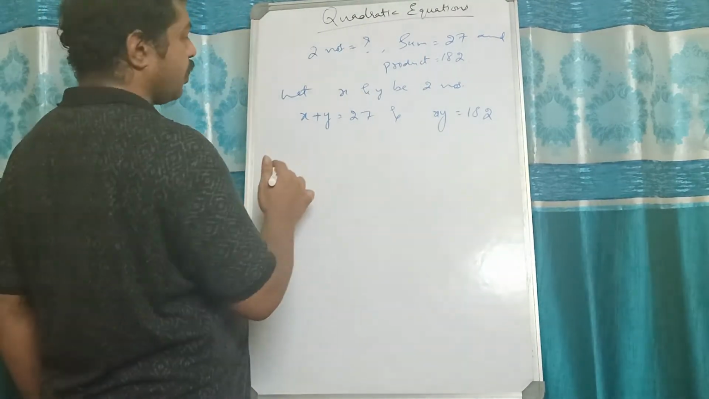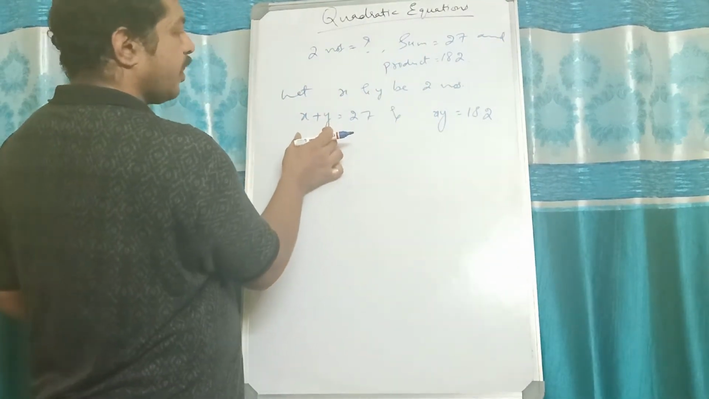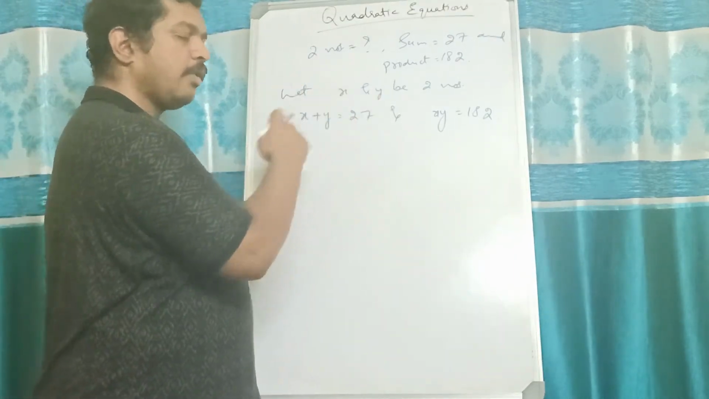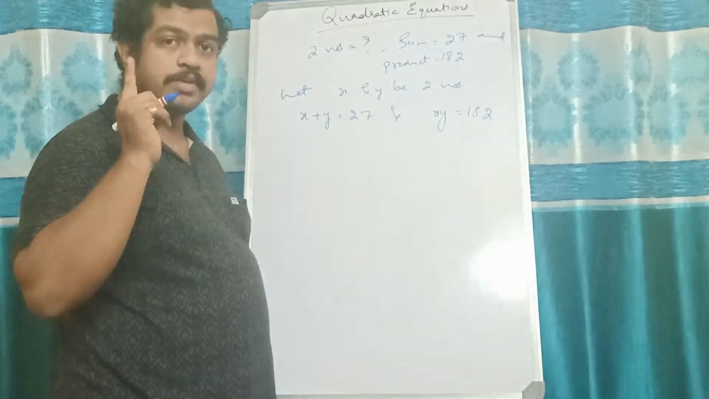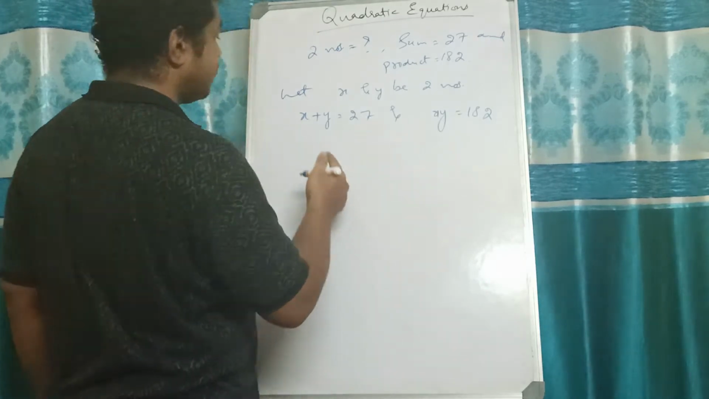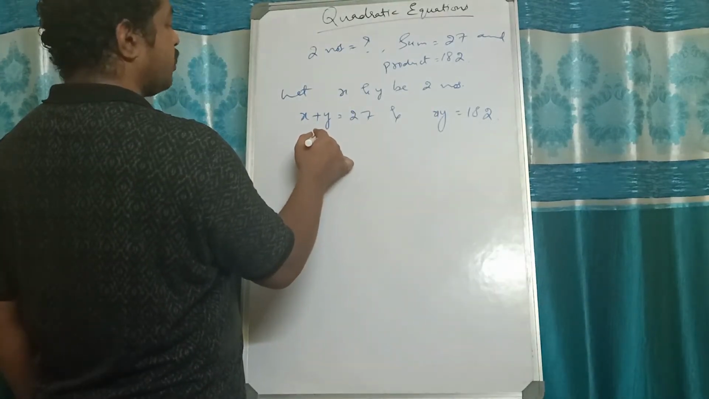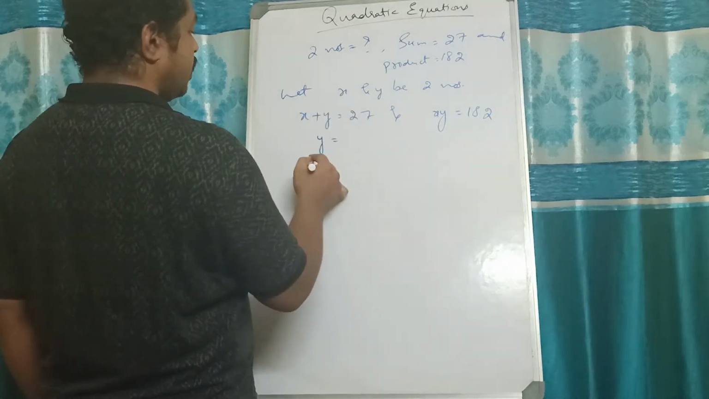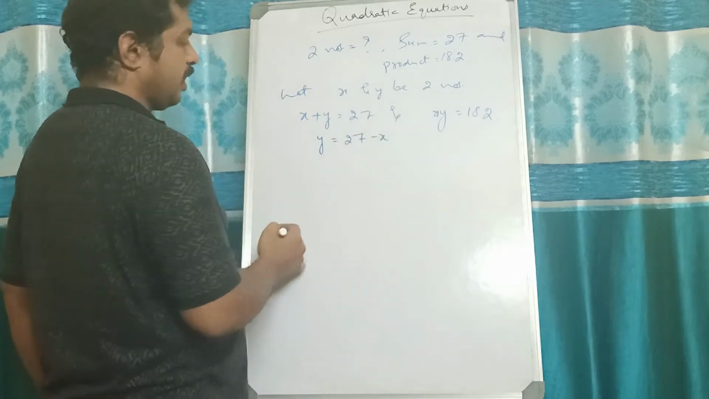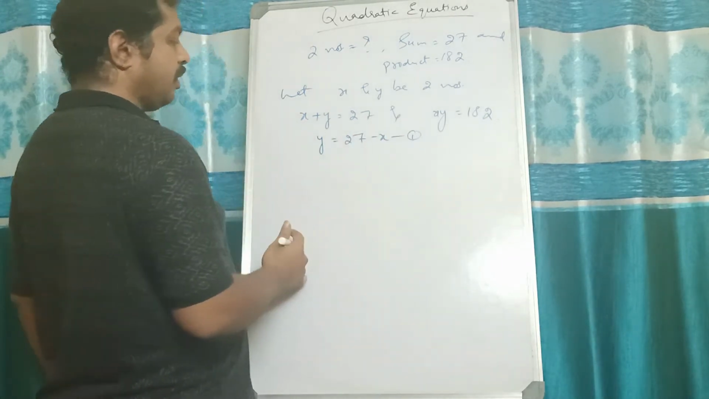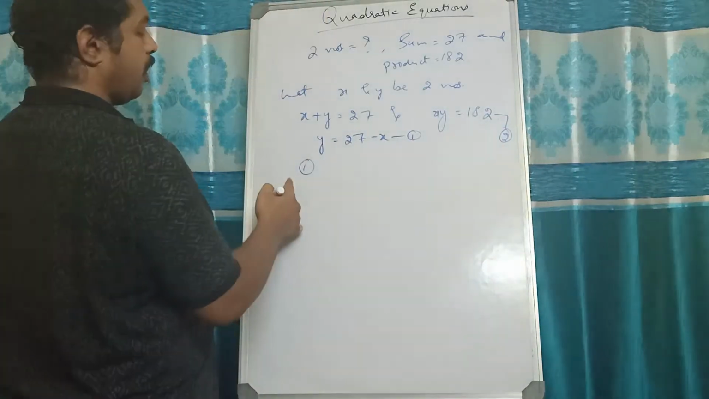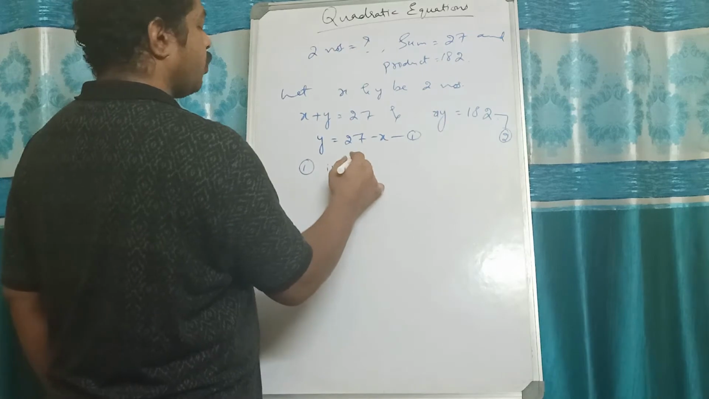So now what I will do is, I will express this in two variables, this is also in two variables. So I have to express any one of these two equations only in terms of one variable, either in terms of x or in terms of y, right? So I will solve for the value of y in this equation. So x plus y equals 27 means y will be equal to 27 minus x, right? So let me call it equation number 1, and let me call this equation number 2. Now substitute equation 1 in equation 2.